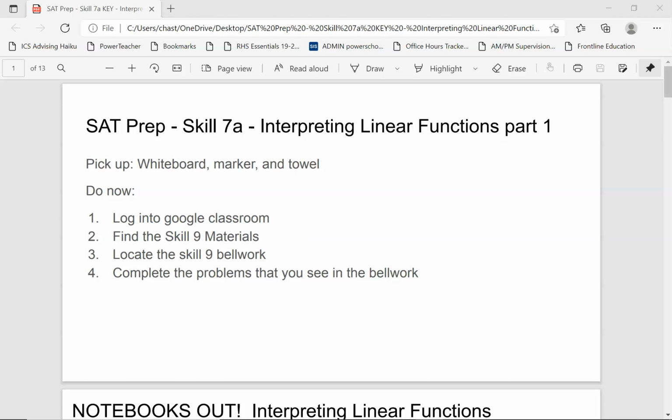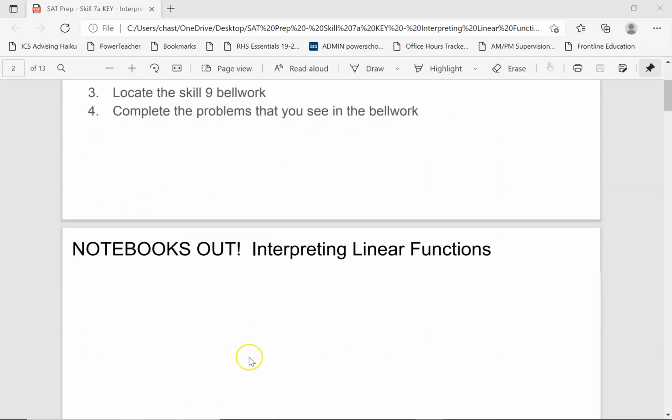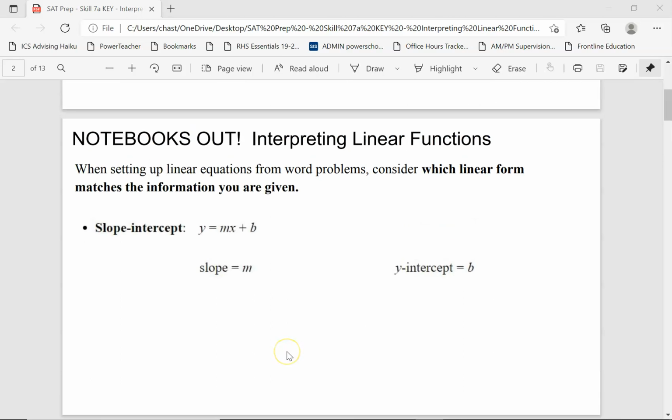Hello, SAT prep students. Today I'm going to talk to you about interpreting linear functions. This will be part one of a two-part series of lessons. So let's start with some stuff that you probably already know.